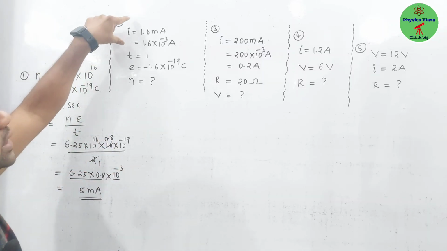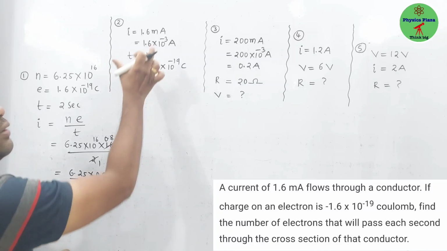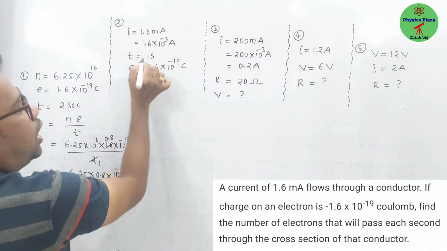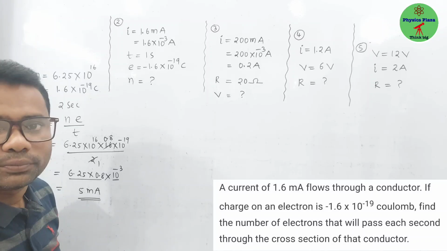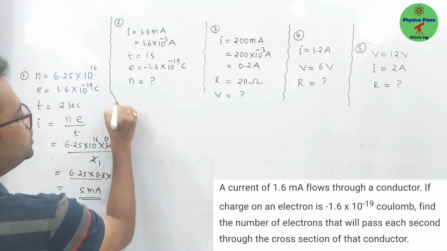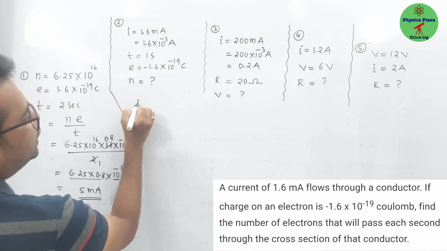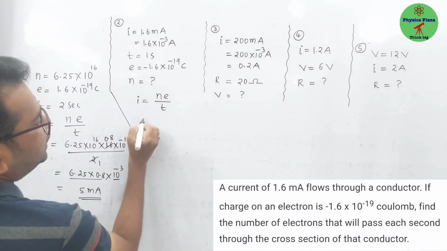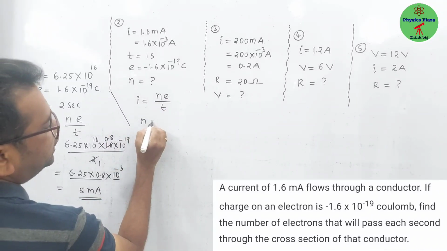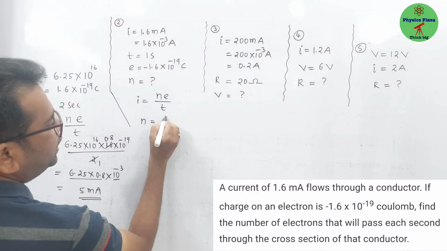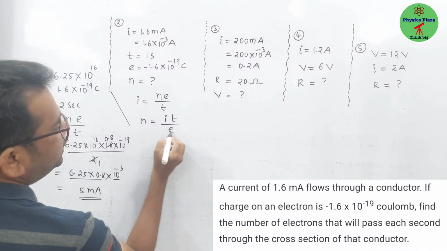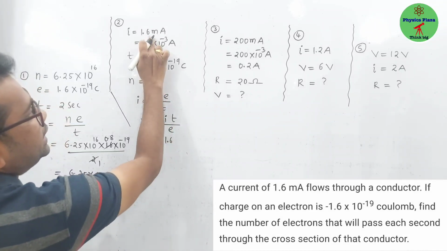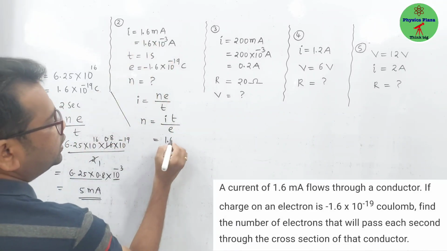Here the current is given. That means to have this much current in this much time, that is in 1 second, how many electrons should flow, that they are asking. Fine children. So as per this question, we know that I is equal to NE by T. But let us make N the subject. Take this T this side. So N is equal to I into T by E. So I is given 1.6 milli. Milli means 10 power minus 3.